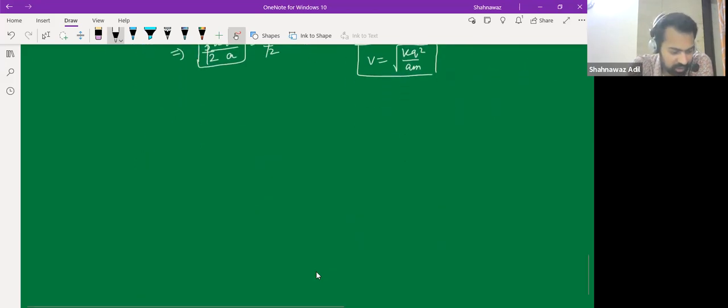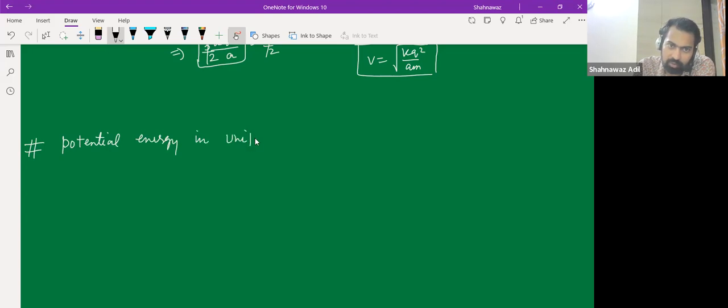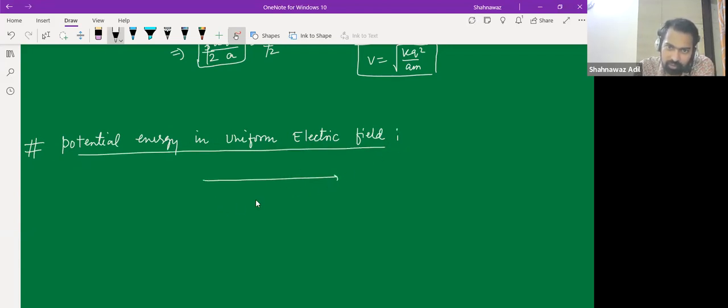Okay, so now we have calculated the interaction between the charges. We saw multiple charges and two charges. Now, what happens when we have an external field? So, potential energy in a uniform electric field. We have some electric field, and we have put some charge. At this point, there would be some potential, so let's say this is V(r).